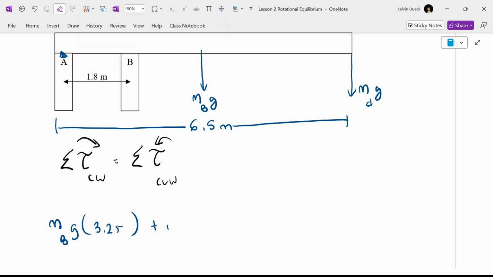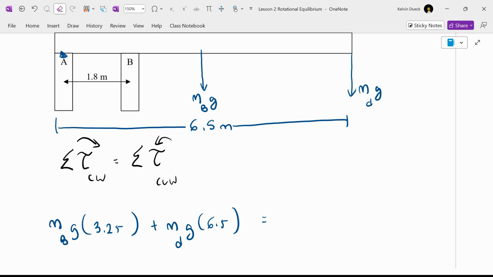The other clockwise torque is going to be mass of the diver times g times its distance from the pivot. Adam, how far is the mass of the diver from the pivot? That I agree with. Are there any other torques that would cause this to spin clockwise? No. By the way, there is a torque from A, but it's right at the pivot point, so who cares? Equals.